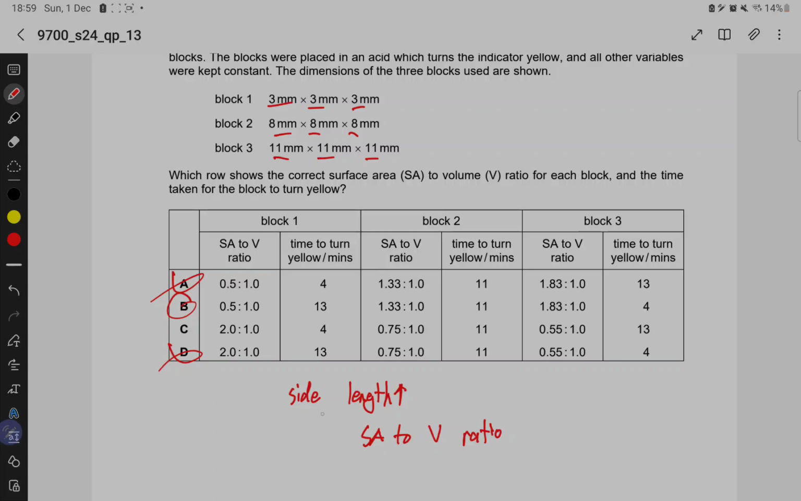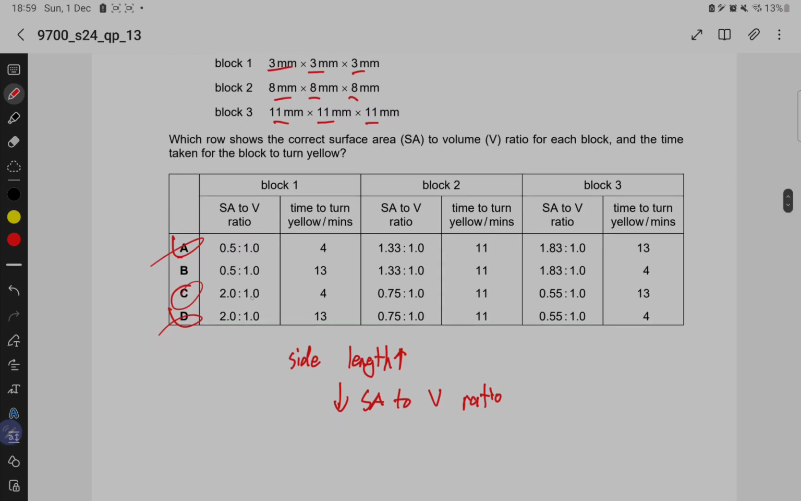Okay, sorry about that. It's actually inverse. Your SA to V ratio will fall as the lengths increase. So the answer is C, because as the lengths increase from block 1 to block 3, you can see the SA to V ratio is falling. Sorry about that.